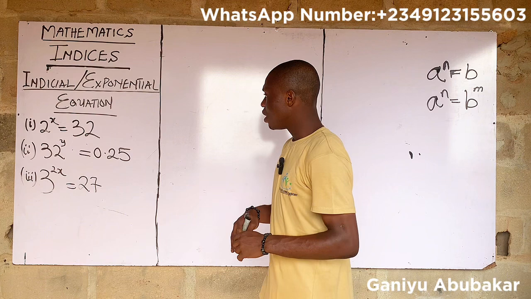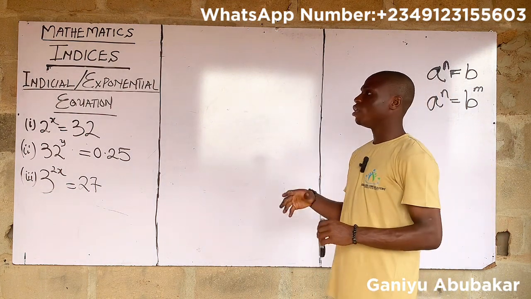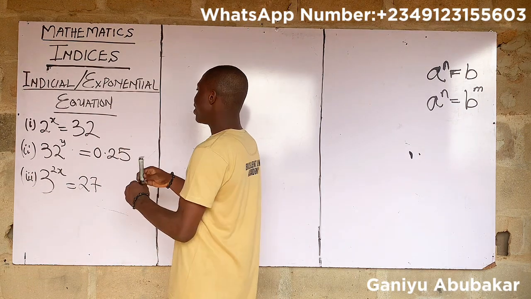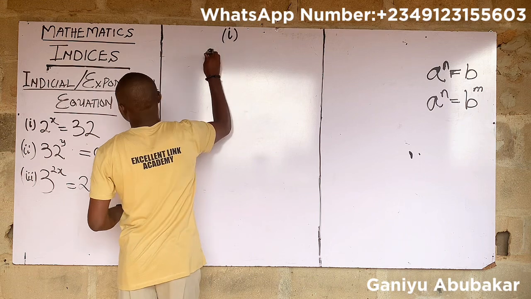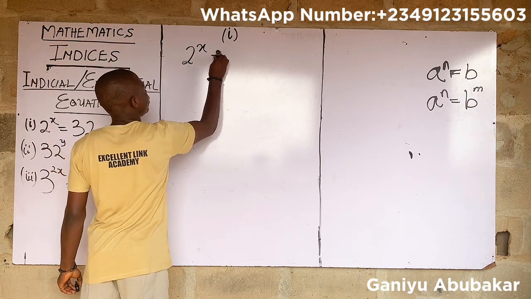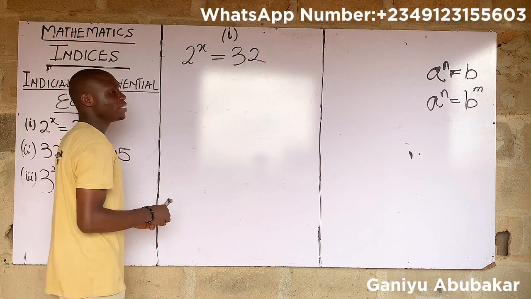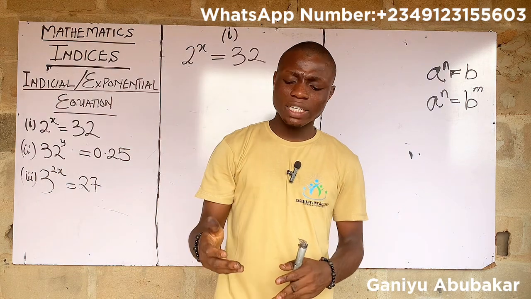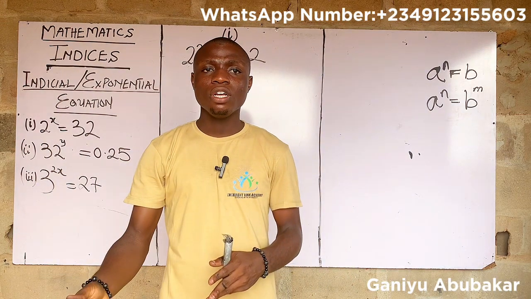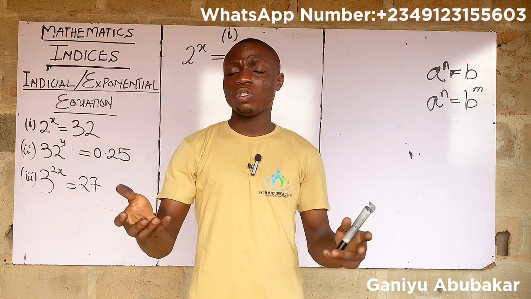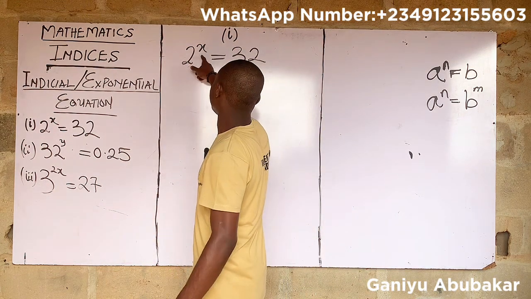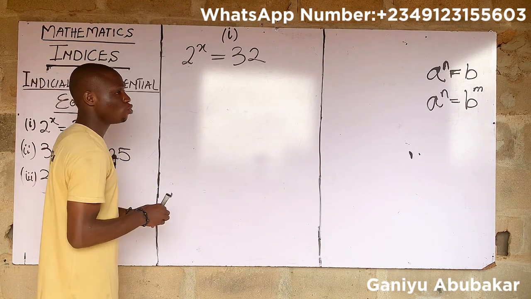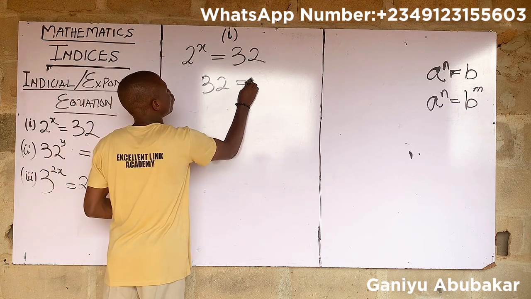All right, at this point, let's look at how to apply the concept of initial, or exponential equation, in some problems of this nature. For number one, I have 2 to power x being equal to 32. The task is that I'll try to express my left hand side and my right hand side with the same base. This is 2 to power x. Can I express 32 in terms of 2? Of course, I can.